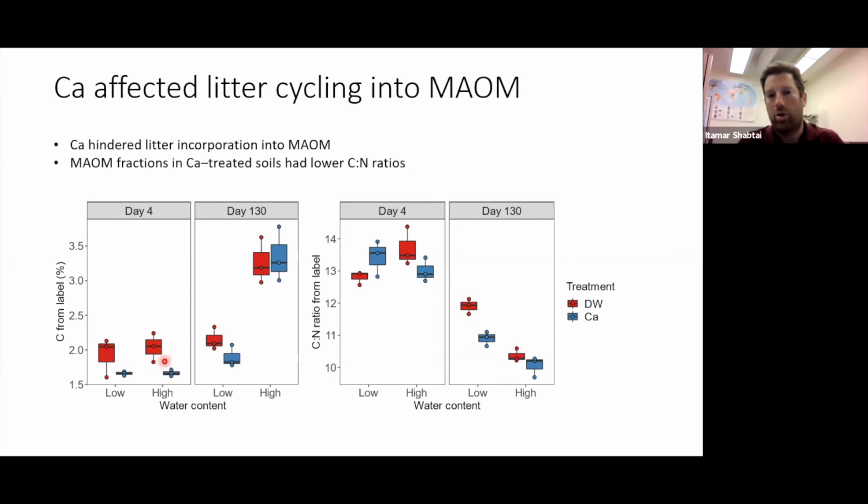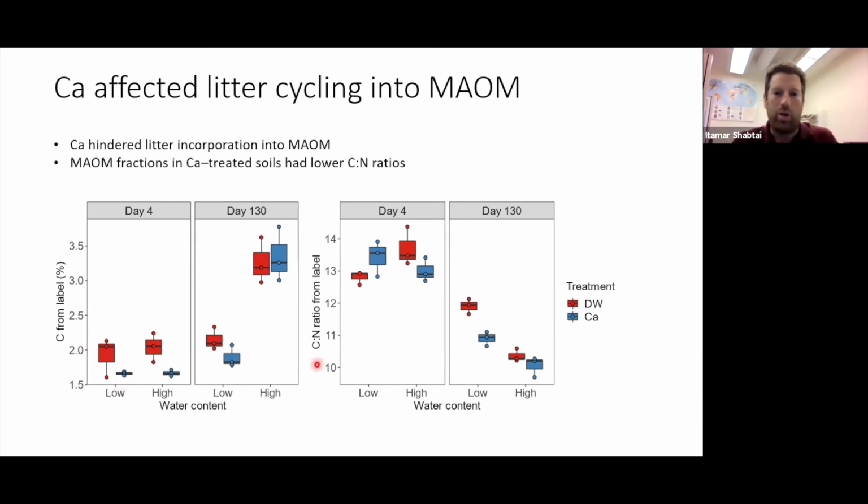At the end of the incubation, this sort of evened out, and in the low water content, we still saw this difference. So at the beginning, less carbon from the label reached the silt and clay fraction, probably because more of it was still being cycled through the microbial biomass carbon.